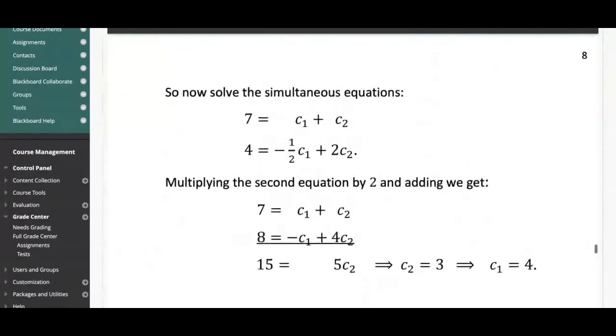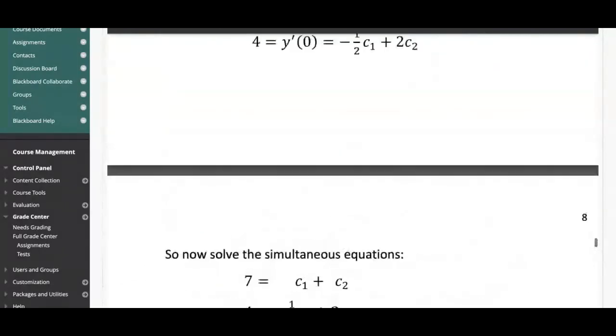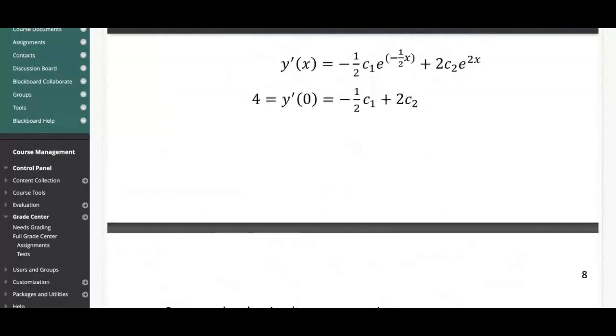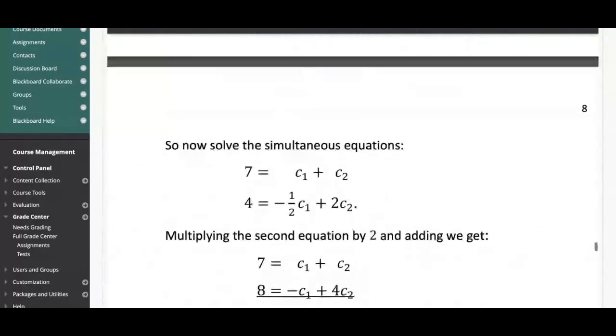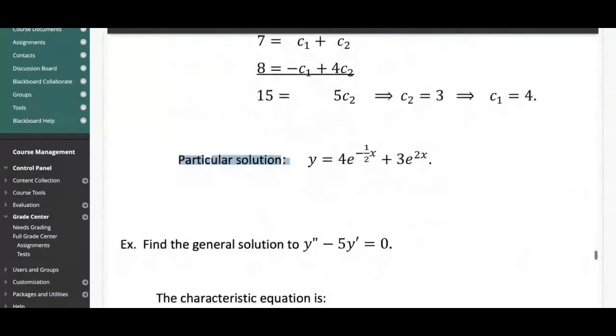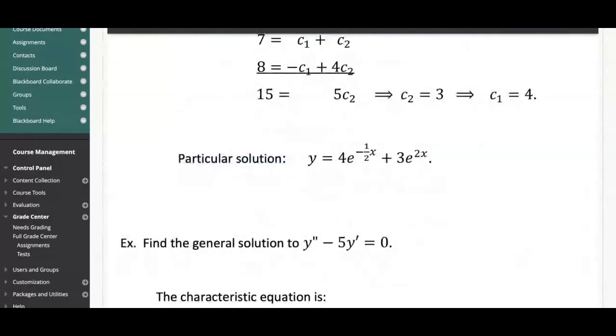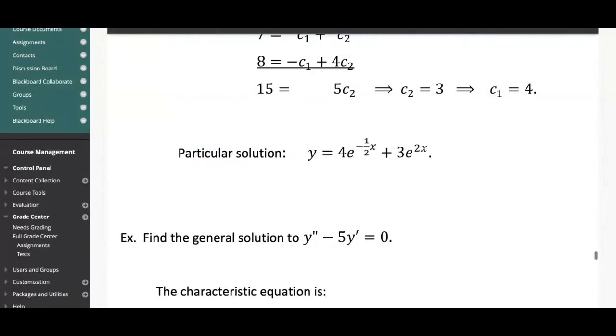Because it's a second order equation, we need 2 initial conditions, 1 initial condition for y, 1 initial condition for y prime. And as you keep going, if we solve for third order, we need 3 initial conditions. Fourth order, 4 initial conditions, and so on and so forth.